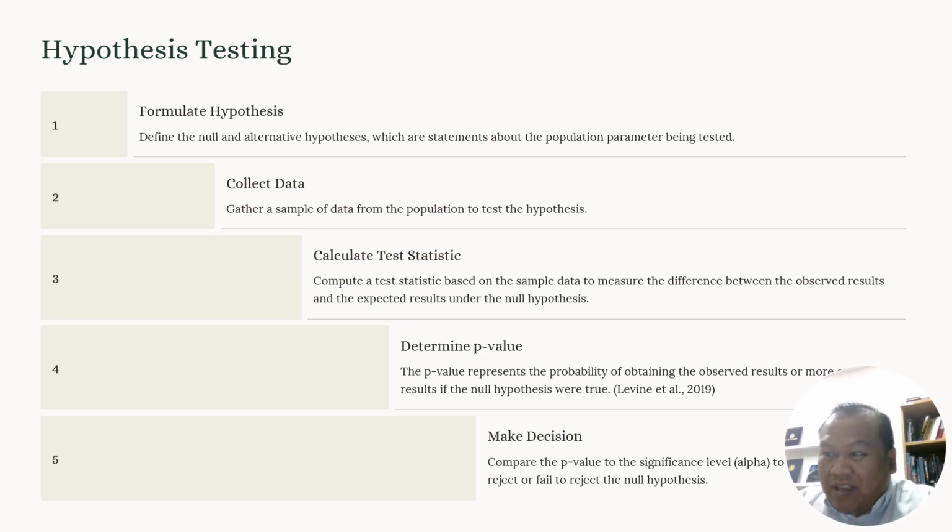And for 3 days, they have different sales amounts. But when we computed, okay, the mean or the average sales amount in the afternoon is bigger than the average sales amount in the morning. Then you have your calculate test statistics. What we just did, that is our calculate test statistics. We computed the mean. Collect the data means collecting the sales, right?